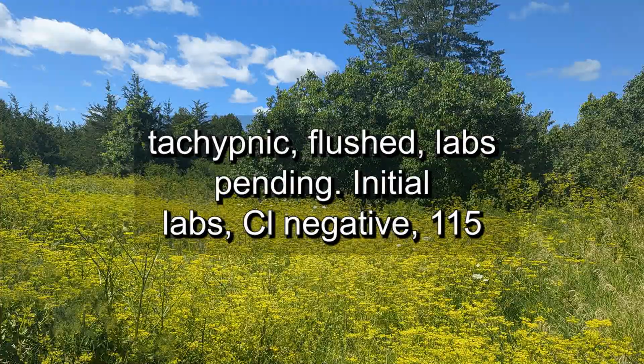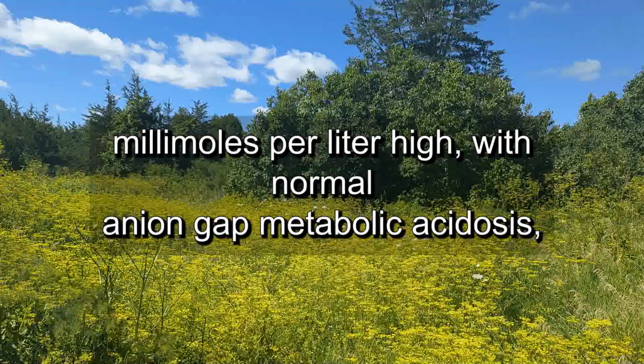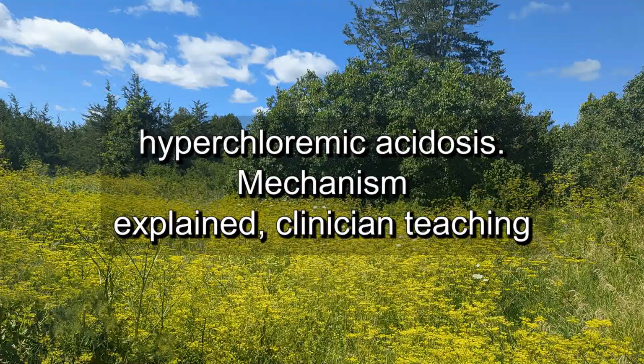Now confused, tachypnic, flushed. Labs pending. Initial labs: chloride 115 millimoles per liter, high, with normal anion gap metabolic acidosis, hyperchloremic acidosis. Mechanism explained, clinician teaching moment.